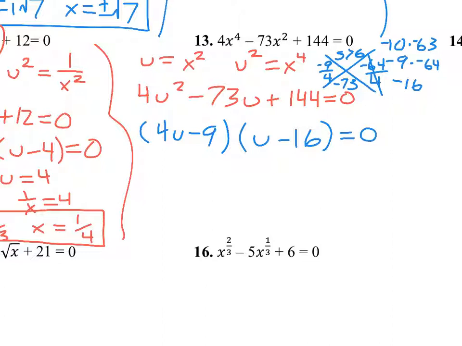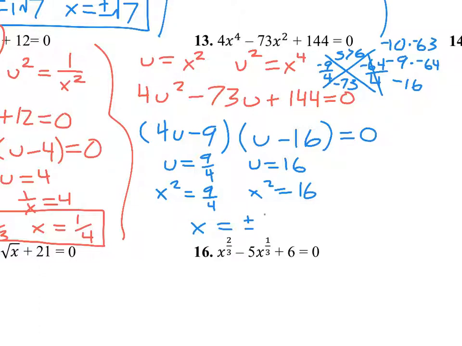Okay, now solve for u. We're going to get two values. U could equal 9 over 4, or u could equal 16. Then change it back to x squared. X squared equals 9 over 4. X squared equals 16. And if we square root both sides, we get four answers. Plus or minus 3 over 2, and plus or minus 4.